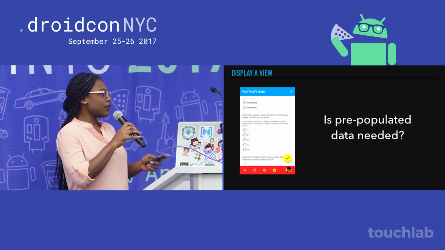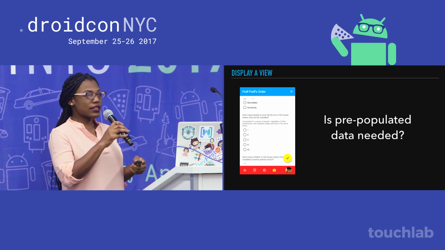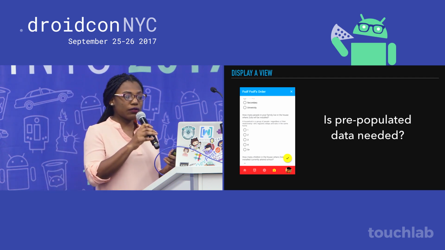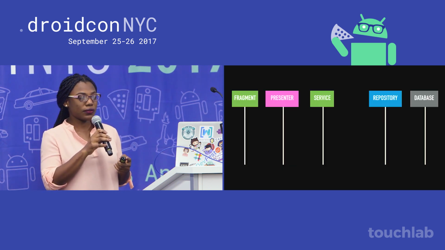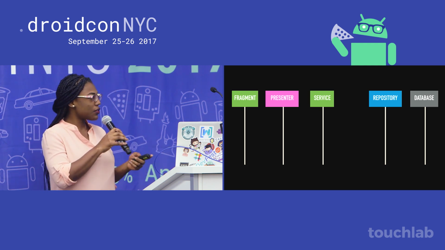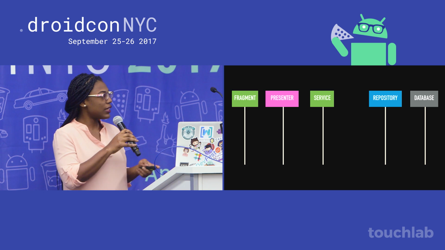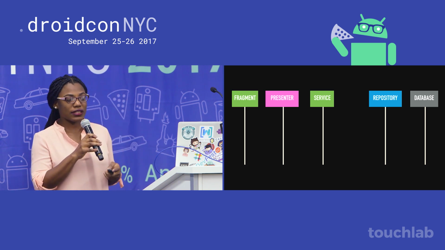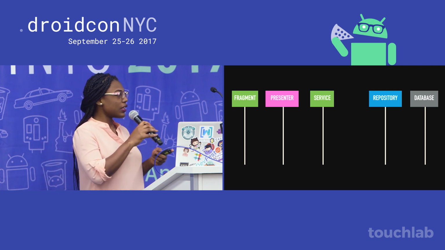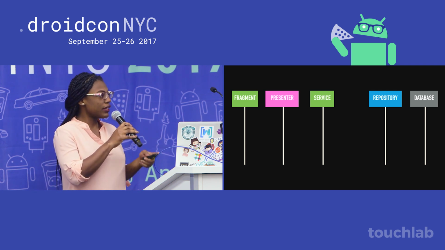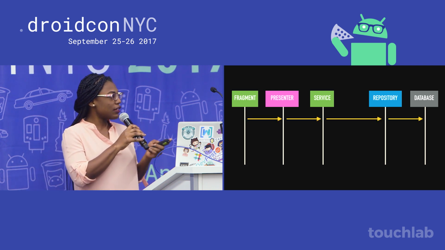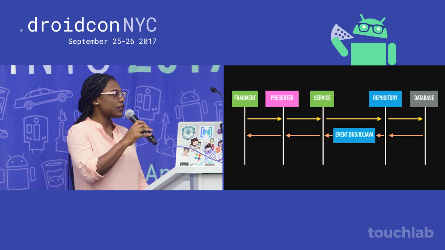And before we display a view to the user, we ask ourselves if the view needs pre-populated data. If so, we will then go through a certain flow. So we'll start with our activities or fragments, sending a request to the presenter to retrieve the needed data. And then the presenter would ask the service, and the service would look to the repository. The repository would then perform the required queries and then get the data from the database. And this will be propagated back up the chain until we get to the service layer.